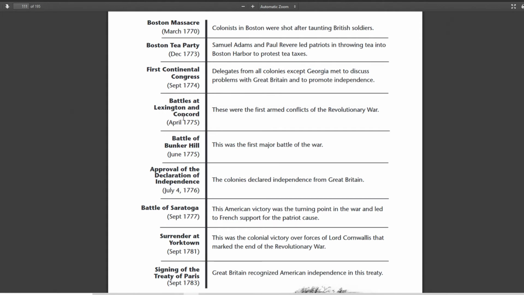And then we got the battles of Lexington and Concord. This is the first armed conflict of the Revolution. Is this the shot heard round the world? If you got your sheet out here, write the shot heard round the world. That's in 1775. Battle of Bunker Hill was right after that. This is the first major battle of the war.